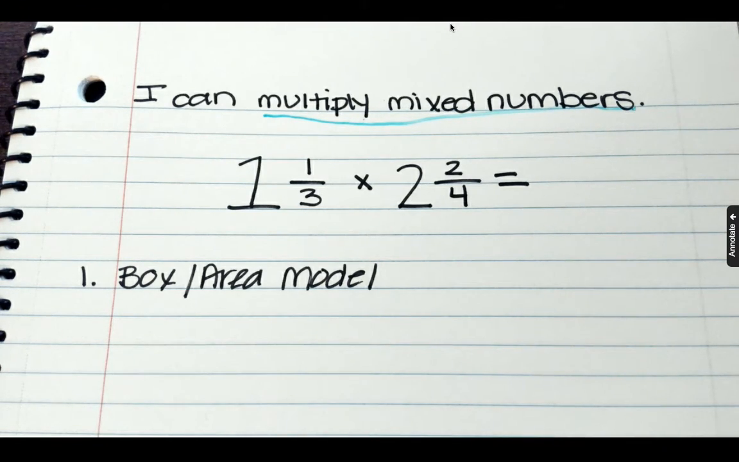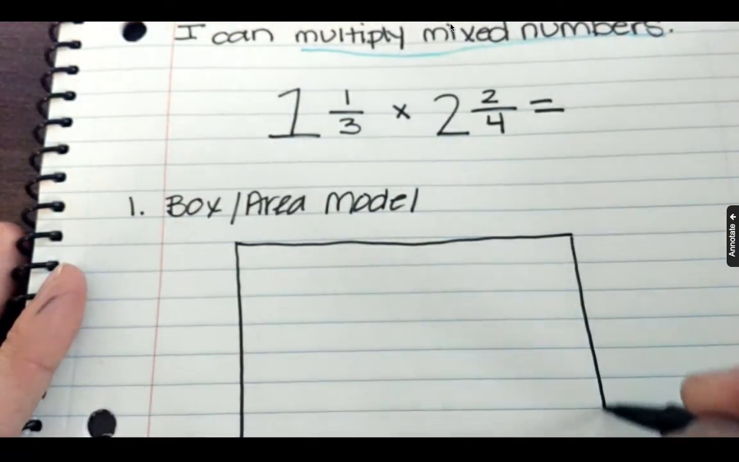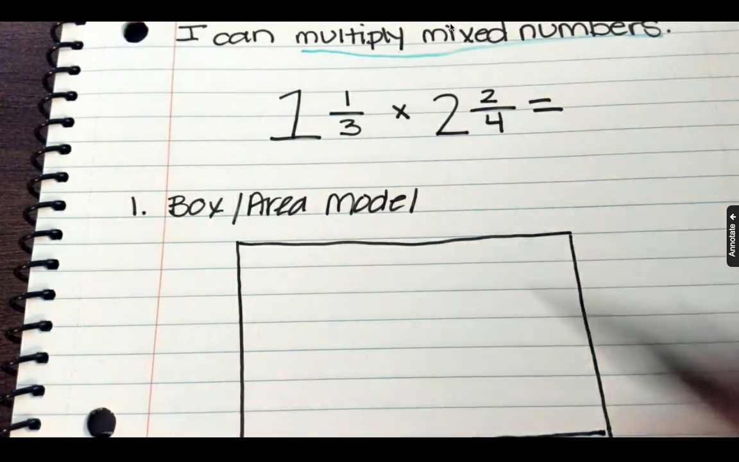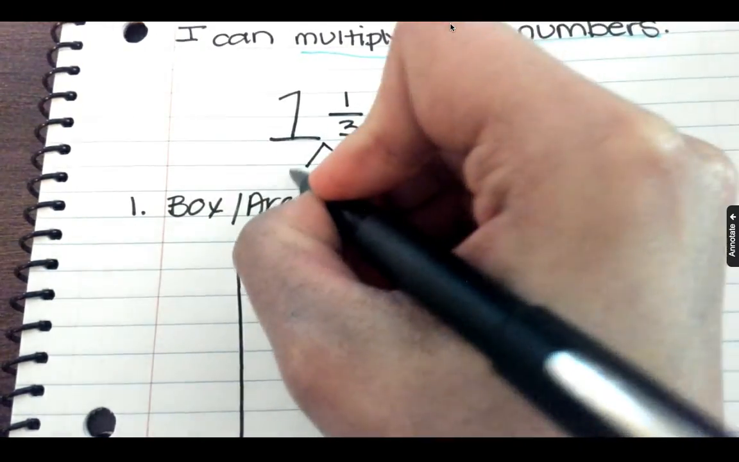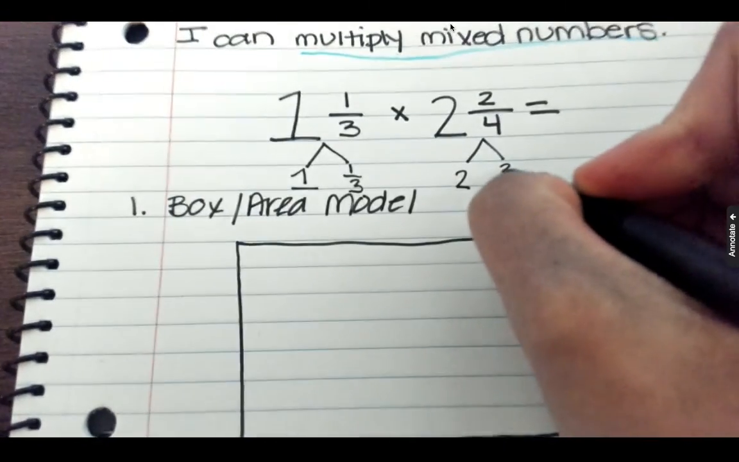There's really two main ways to do this. We can either use the box or area model, or we can use conversion. I find it's easier to use the box or the area model, so we're going to try that one first. For the box or the area model, we take the two mixed numbers and break them apart into a whole number and a fraction. So 1 1/3 becomes 1 whole and 1/3, and 2 2/4 becomes 2 wholes and 2/4.